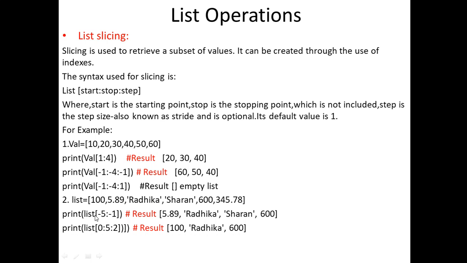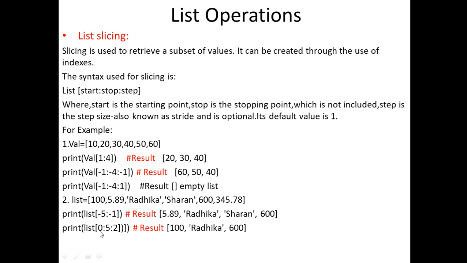So I have performed it with -5 to -1. Where -5 is 1, 2, 3, 4, 5. So -5 is 5.89. It will extract from 5.89 till -1. -1 means till -2. So -2 is 600. So all these elements, 5.89, Radhika, Sharan and 600, get the result.